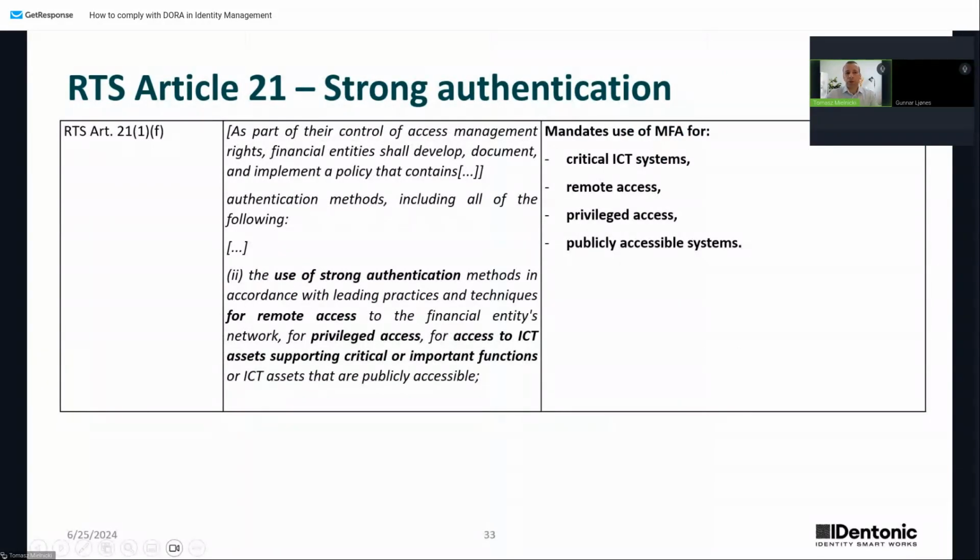Then we have Article 21 confirming the need to use strong authentication, and actually it mandates to have strong authentication or MFA for critical systems, for remote access, privileged access, and publicly accessible systems. So not all of them in the entity, but now we have it that at least for these kind of systems, IT resources, you must implement strong authentication. You must. There is no way to do it the other way.